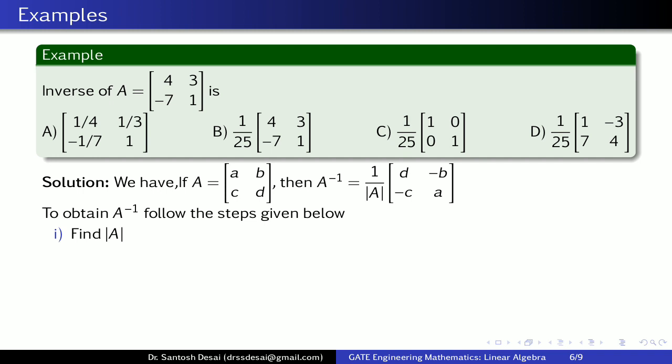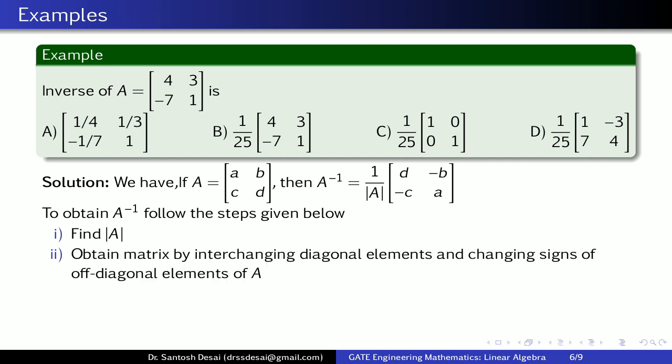For the second step, let us check the diagonal elements of A and the diagonal elements of A inverse. Then obtain a matrix by interchanging the diagonal elements and changing the signs of the off diagonal elements of A. In the third step, divide each element of the matrix obtained in step 2 by the determinant of A, or multiply the matrix obtained in step 2 by 1 upon determinant of A. This is nothing but the observations made by using the above two matrices.